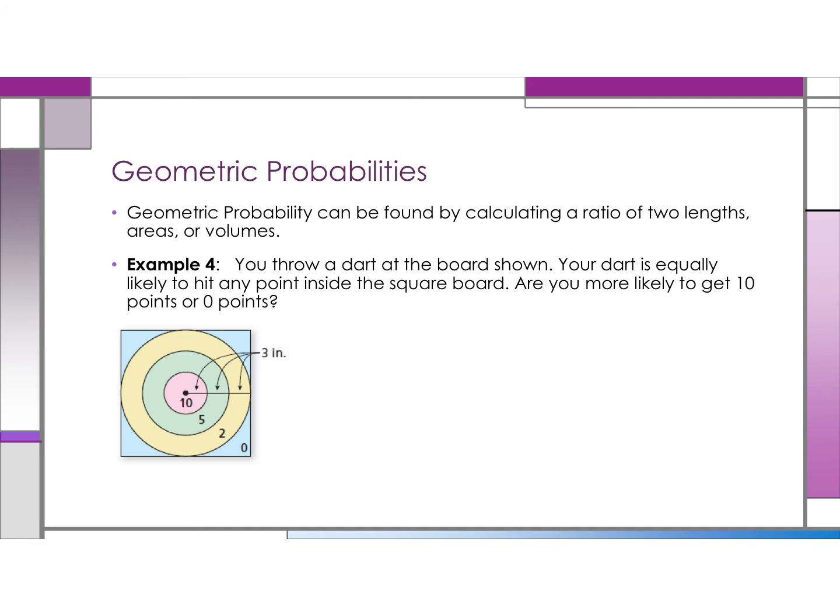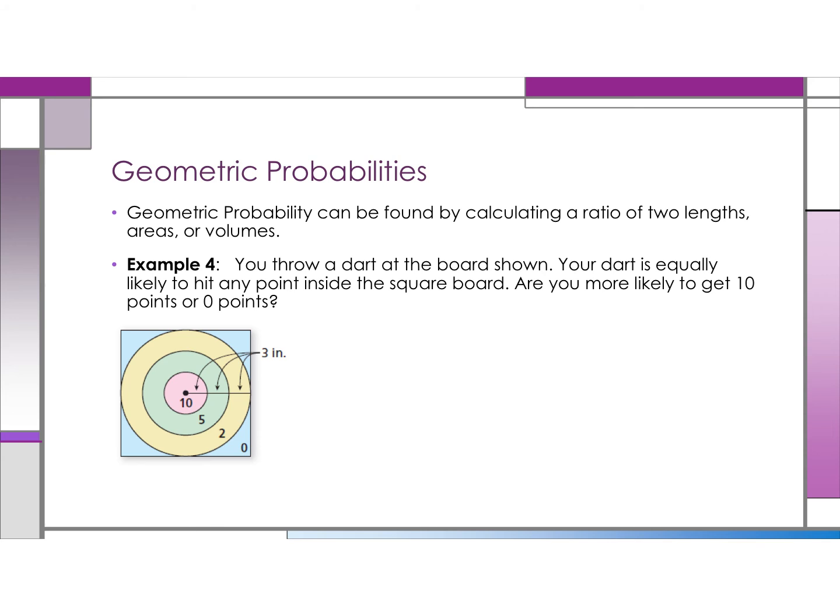Whenever you're doing a geometric probability, that can be found by calculating a ratio of either two lengths or two areas or volumes. In this case, it's a dartboard, and it says you throw a dart at the board shown. It says your dart is equally likely to hit any point inside the square board. So it can hit the red or the pink, the yellow, the green, or the blue. It's equally likely to hit any of those spots. And it wants to say, are you more likely to get 10 points or 0 points? So they're basically asking, is it more likely that you would hit the pink area or the blue?